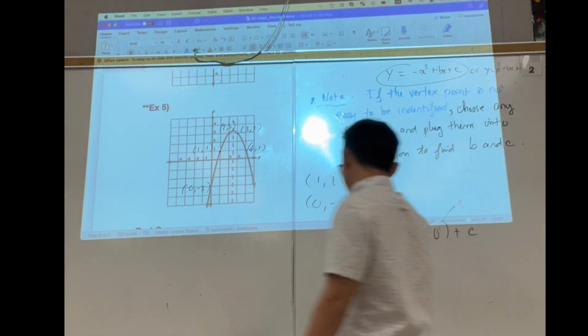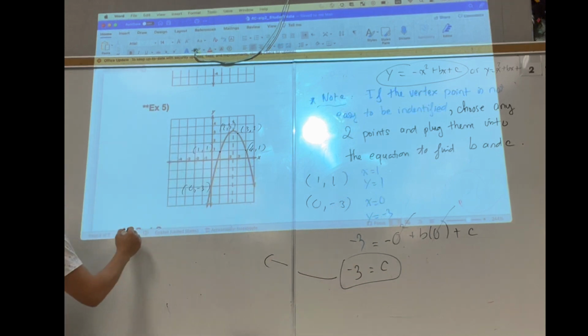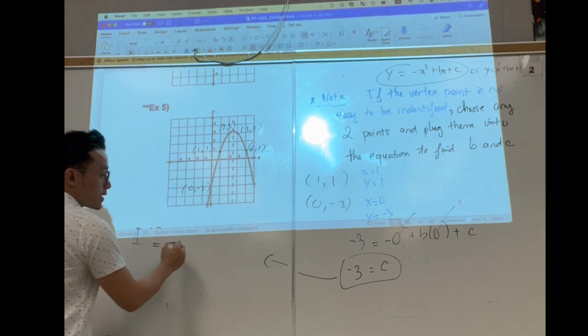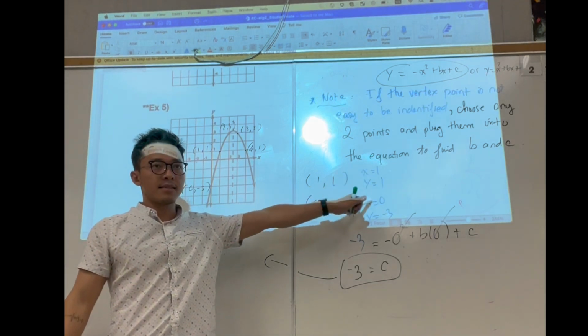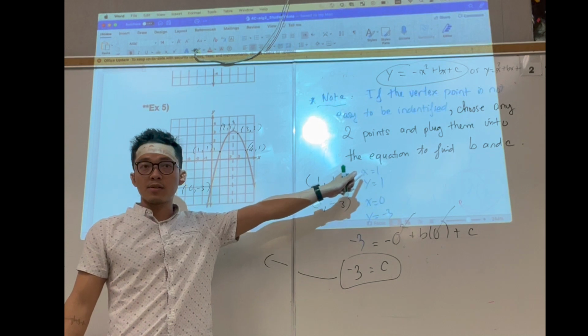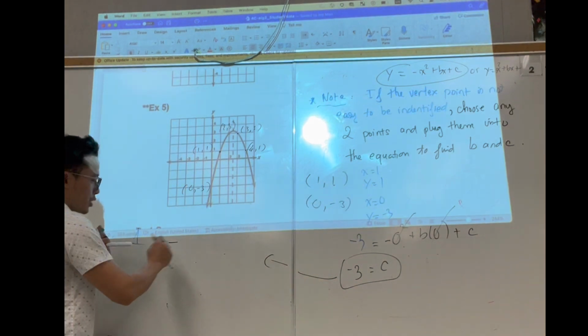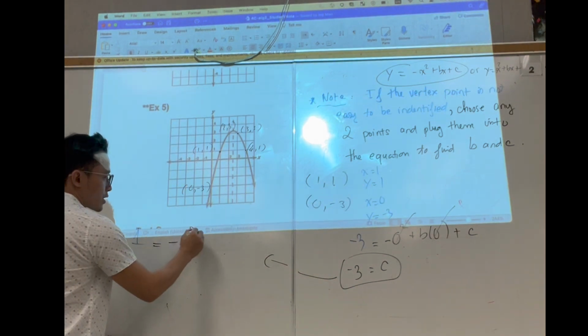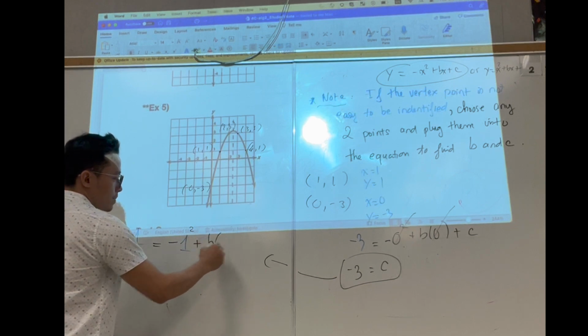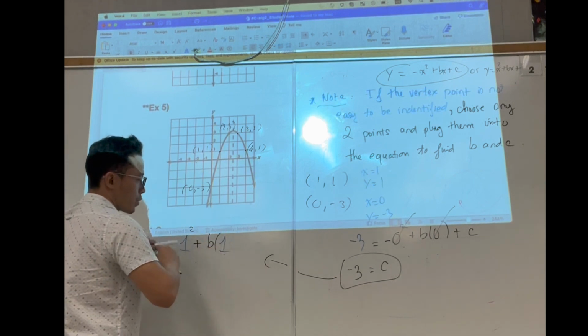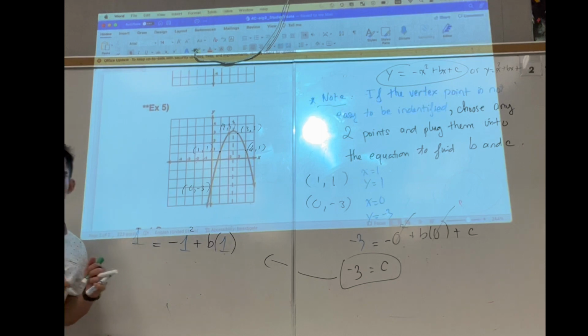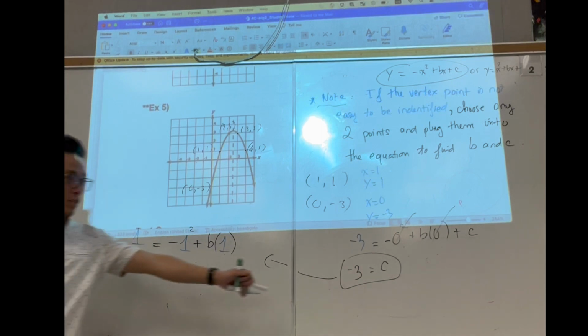Okay, so let me continue over here. Y is 1, so plug it in. Y is 1 equal to -x squared. What is x? x is 1. So make sure you know where to look. So x squared plus bx, but x here is 1, so bx is b. Plus c. What is c? -3. We just found this, right?